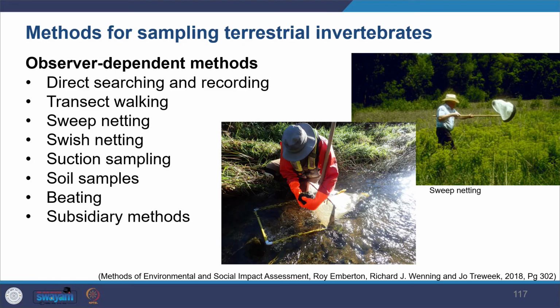So you find the entire listing of it. So observer dependent methods, like you have direct searching and recording methods. So you have transect walking method, then sweep netting methods which are available. You also see swish netting, section sampling, and soil samples and beating methods. You also see subsidiary methods.